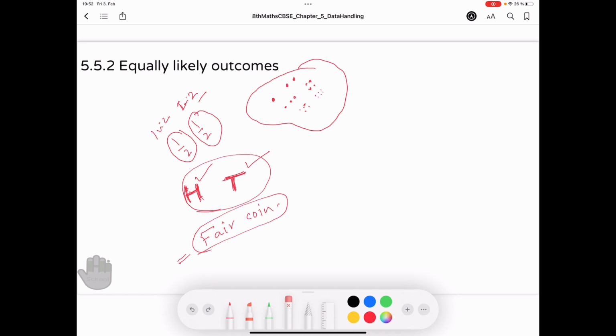Similarly, in the case of a fair die, the probability of getting 1 is 1/6, the probability of getting 2 is 1/6, and the probability of 3 coming up is also 1/6. The probabilities for all these sides are equal, 1/6 for each of the 6 sides. These are called equally likely outcomes.